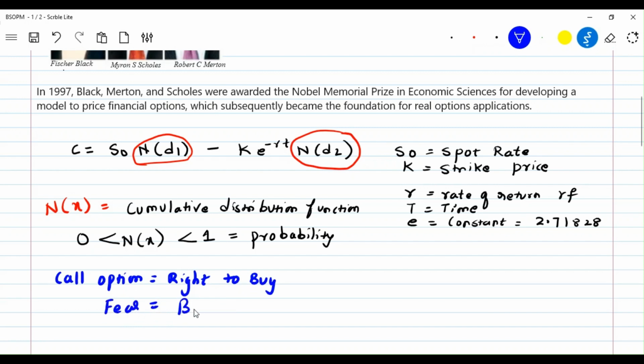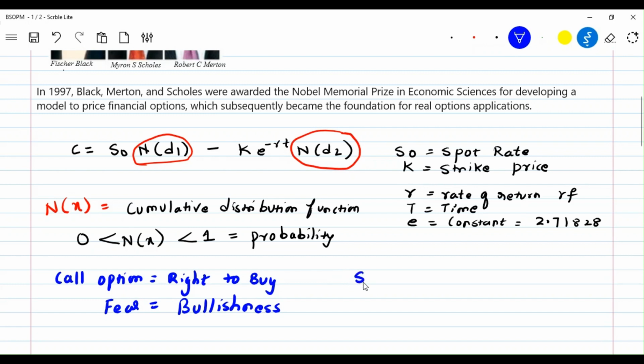So the fear of a buyer will always be bullishness, right? He fears that in future, if he wanted to buy, the prices will go up. So that's why he wanted to enter into a derivative instrument, right? This means that the payoff will come to him only when his fear is coming true.